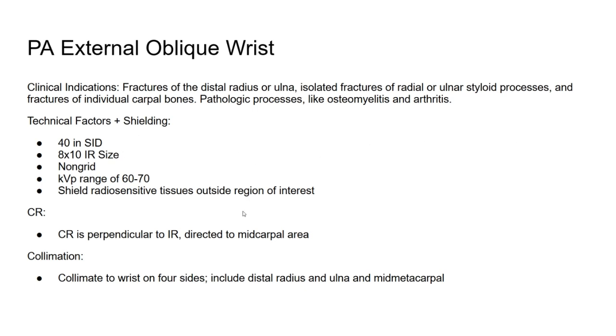For technical factors and shielding, your technical factor is going to be at 40 SID again on an 8x10 if you have that choice to switch it. Otherwise, tight collimation. No grid still. Your kV range is going to be from 60 to 70. 60 is just fine. And then, of course, as I said before in the earlier slides, shielding any of that radiation-sensitive tissue that's outside the region of interest. So if someone's lap is positioned right under the table, just put a lead apron on if you want. Why not? What's the harm?